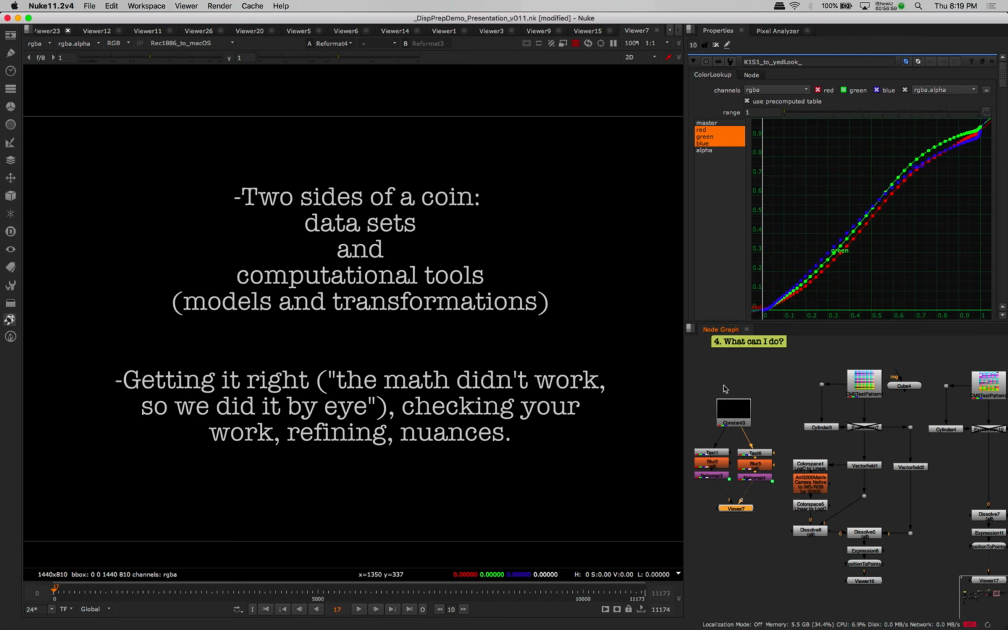So I just want to say, with both data sets and computational tools, the other thing to remember is you have to actually get it right. I've seen so many people say, at least now and then, the math didn't work, so we did it by eye. And it's like, well, math works, you just didn't do the math right. Even things that are really simple, like scaling images, I've seen that happen with. And so the thing is to keep pushing farther with both the data sets and with the computational tools.